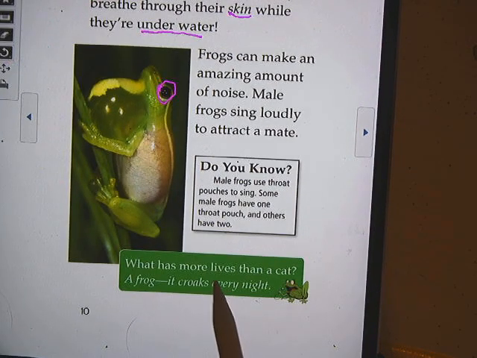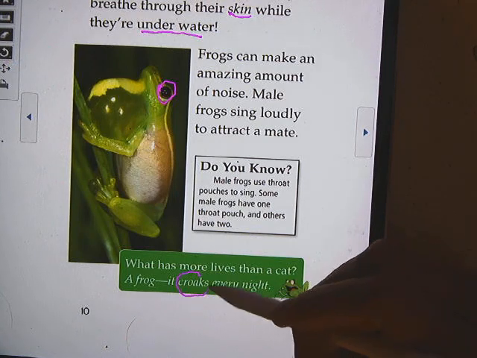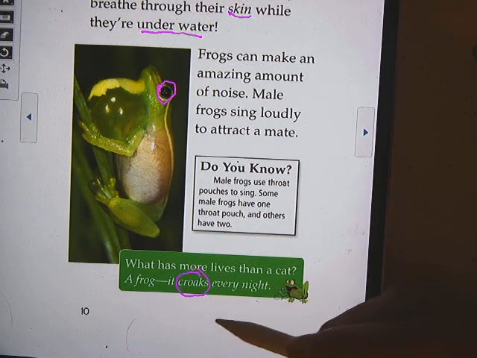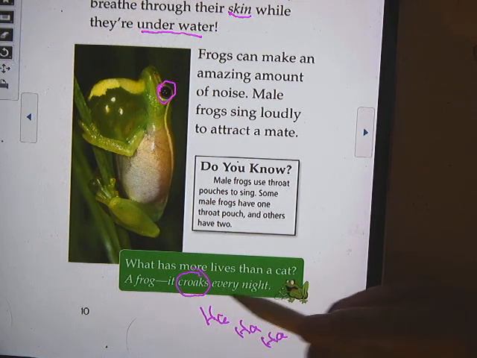And then it says, what has more lives than a cat? A frog. Because it does what? It croaks. Ha ha ha. Every night.